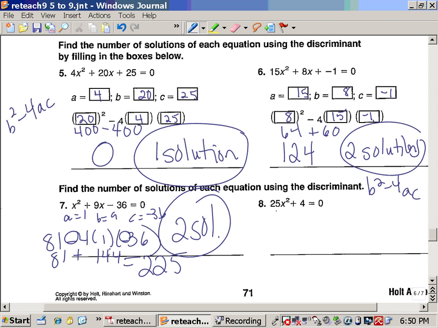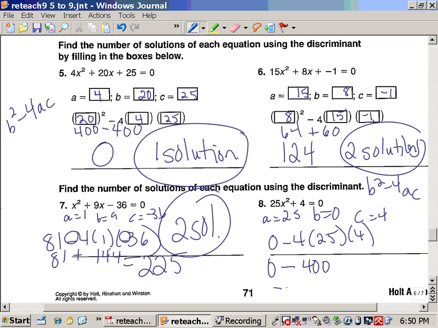Number 8, I have A is going to be 25. There is no B value, and C is 4. B squared is 0 minus 4 times A times C. Whoops, did I do that right? B squared minus 4 times A times C. There we go. And then I have 0 minus, this is 100 times 4 is 400. This has a negative 400, which means that there will be no solutions.